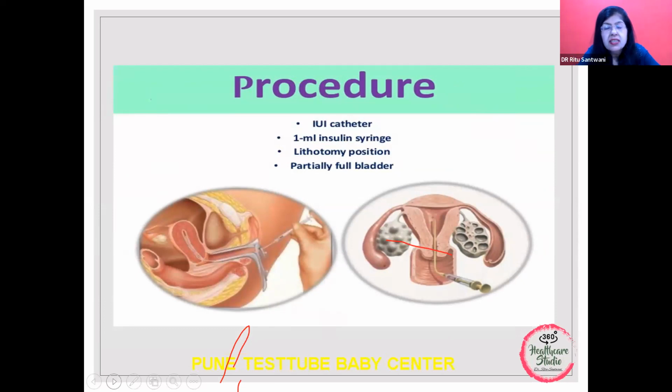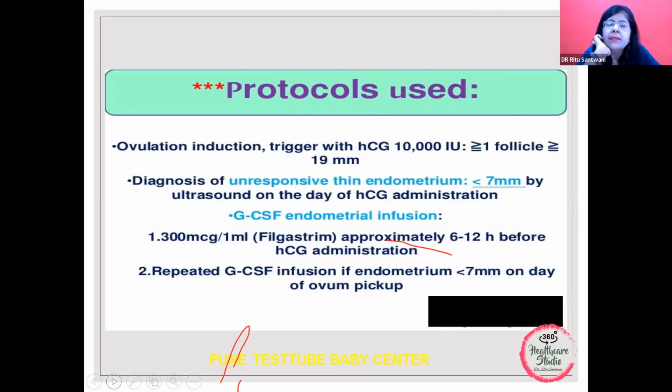So here it has been shown what is needed: the IUI catheter, insulin syringe, lithotomy position, partially full bladder. These days, we are all using pre-filled syringes, so that is also good. Otherwise, if you are taking a vial, you can use it by this method also.